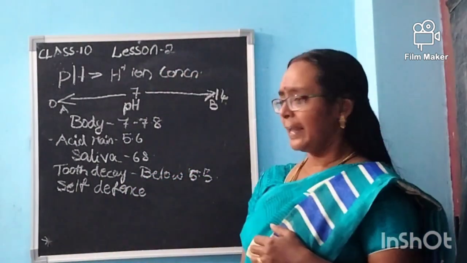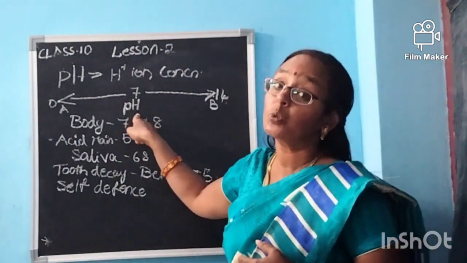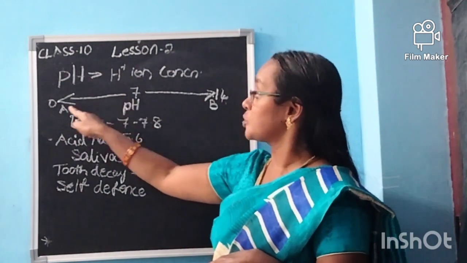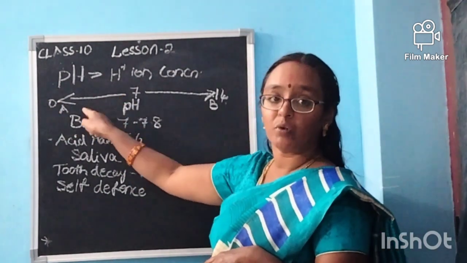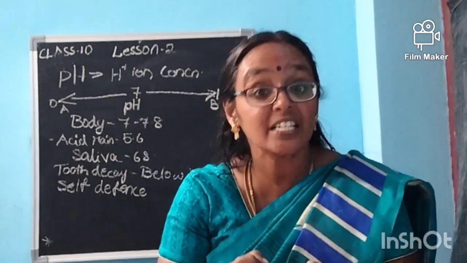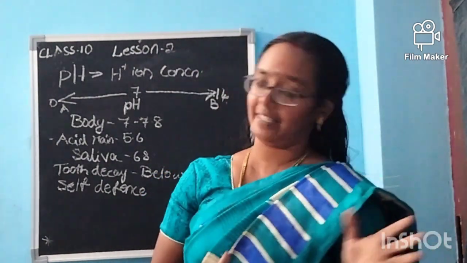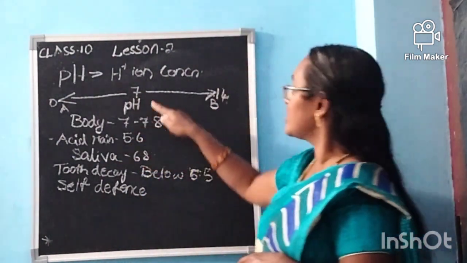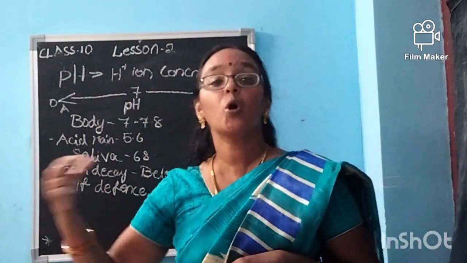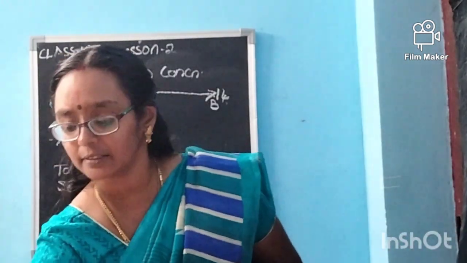Okay, now we have to see 7. pH is 7. What we are saying? The thing is neutral. That means it is neither acidic nor basic. When it is going from 7 to 0, that is 6, 5, 4, 3, 2, 1, 0, the acidity is much more, and the substance, or the solution, will be highly acidic. Okay, when the pH is moving from 7 to 14, it will be going to be more basic. Understood? Now we are going to see what all things are there.